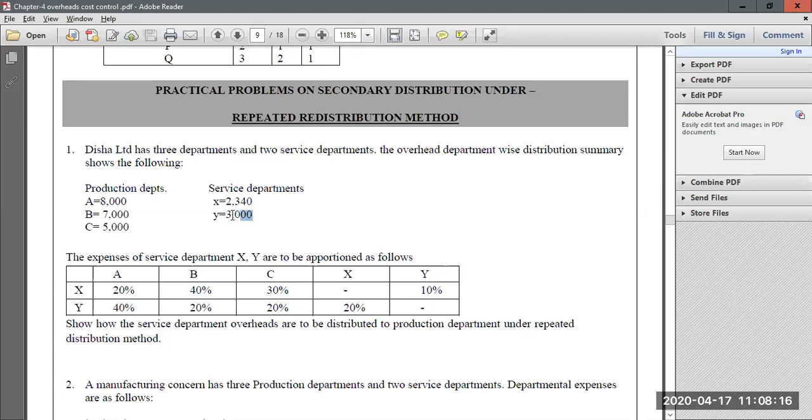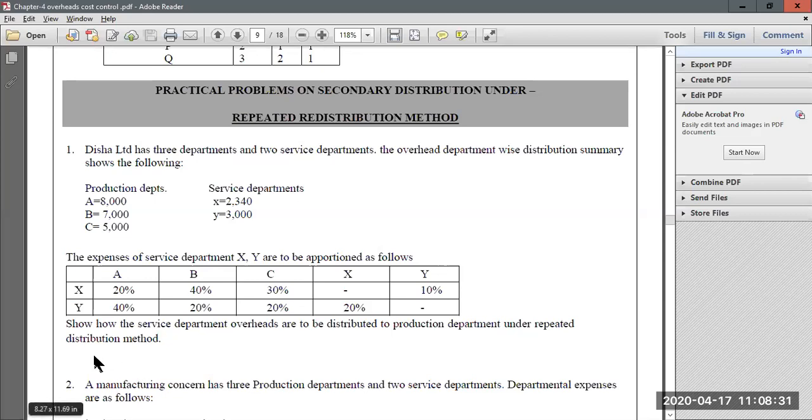Similarly, when we are reapportioning the overhead cost of department Y to other departments, it has to be allocated in the ratio of 40, 20, 20, 20. If we simplify, the ratio becomes 4 is to 2 is to 2 is to 2. So this is what they have given.